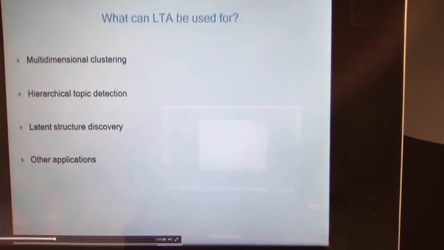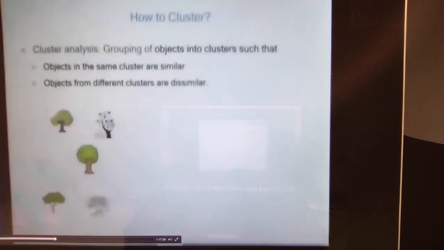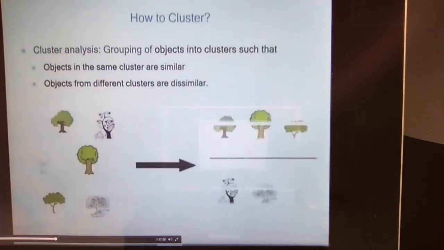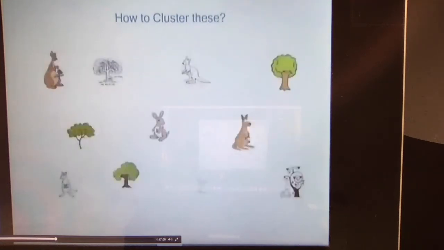For the rest of the talk, I'm going to describe several kinds of applications of the latent tree model. I'll start with something called multi-dimensional clustering. The objective of clustering is to group similar objects into the same cluster and dissimilar objects into different clusters. For example, if I'm going to cluster this set of pictures, obviously I should do this, right? But now, how do I cluster this set of pictures?